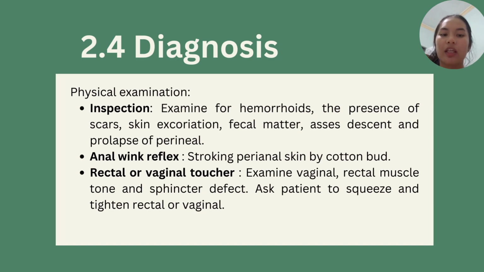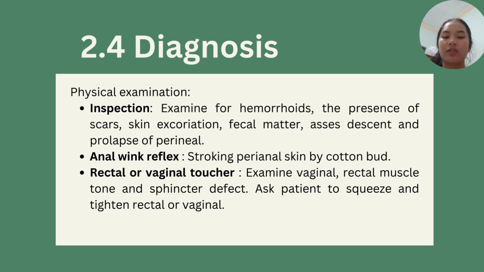Physical examination that can be performed includes inspection. Inspection can examine for hemorrhoids, the presence of scars, skin excoriation, fecal matter, etc. Anal wink reflex: stroking the perianal skin with a cotton bud. Positive is if brisk contraction of the external anal sphincter is present. If the reflex is intact, the pelvic nerve is spared from pregnancy and delivery.